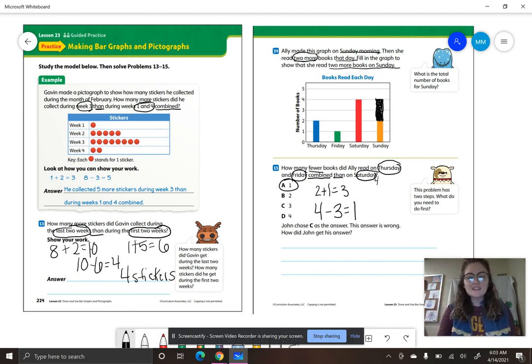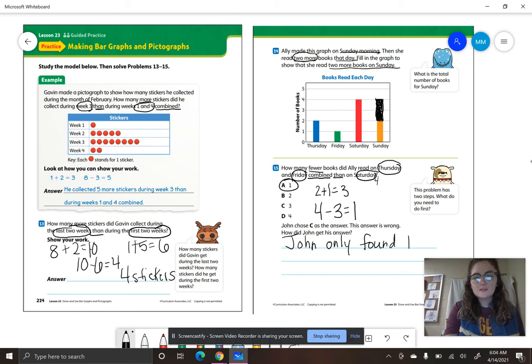So we can say John only found the number of books for, there's one of our trick words for this week. So John only found the number of books for Thursday and Friday.